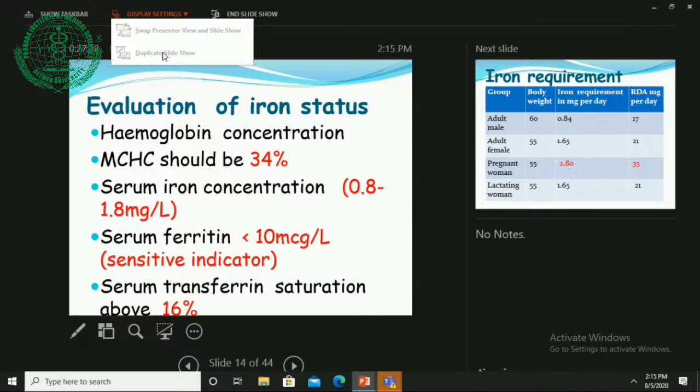Then serum transferrin saturation should be above 16. Normal is 13%, but it should be above 16%. If it is less than 16, then it suggests that it is iron deficiency anemia.